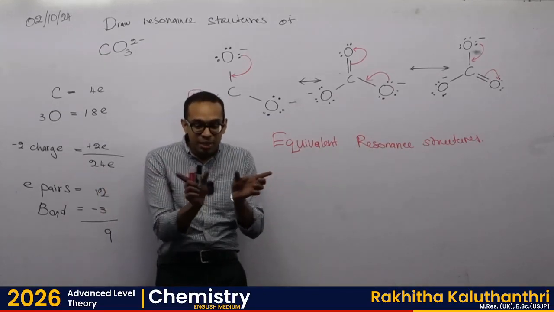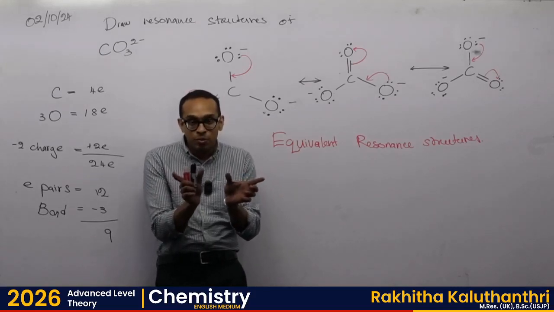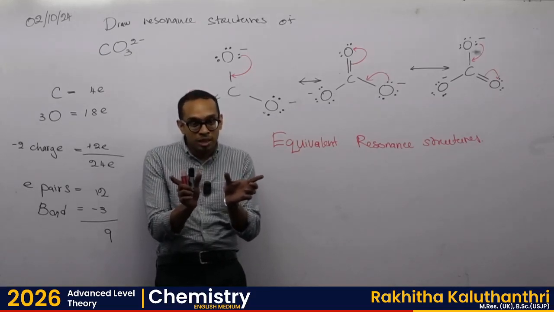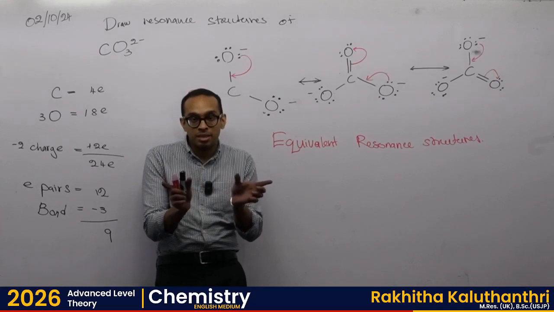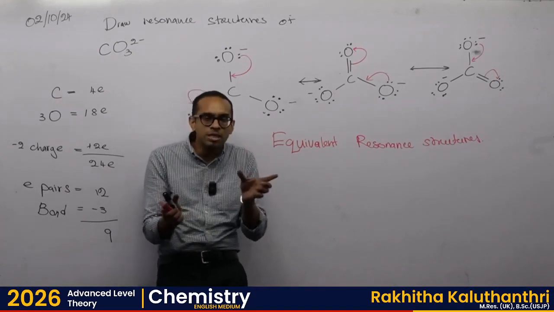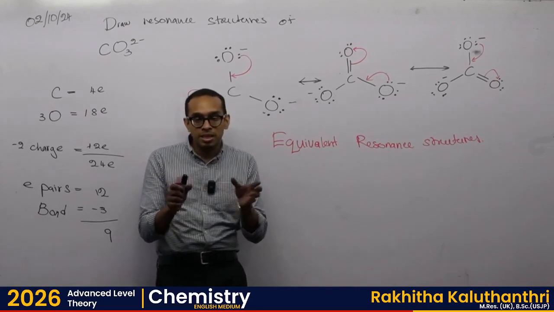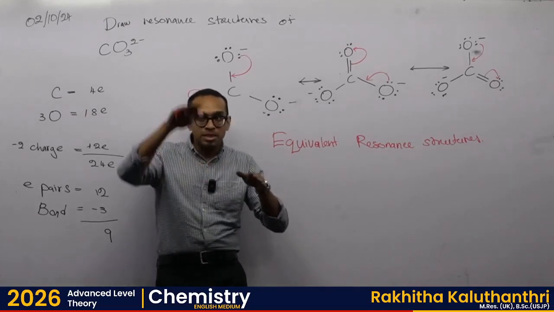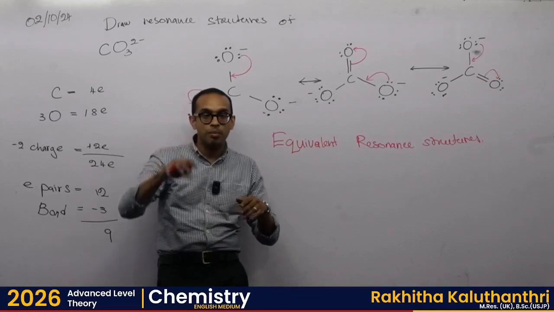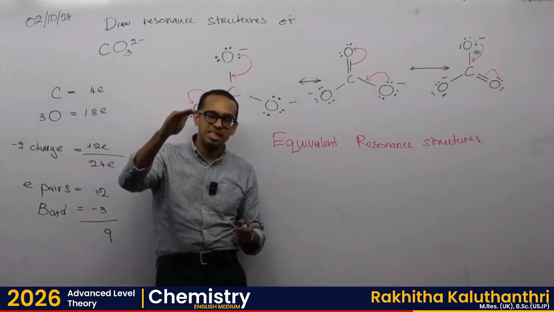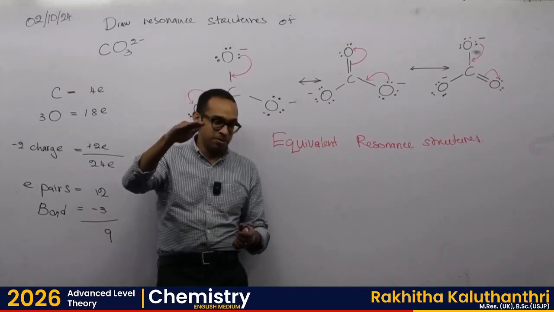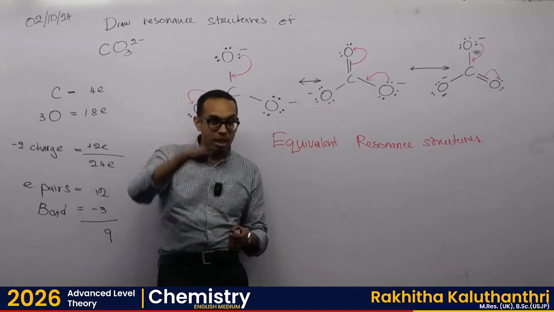Then we say they are not equal to one another. So we say non-equivalent resonance structures. One is unstable, the other one is stable. Right? Sometimes in certain cases both are somewhat stable, but stability wise they have different stabilities. One is very stable, the other one is moderately stable. Now in this case, of course, it is unstable.